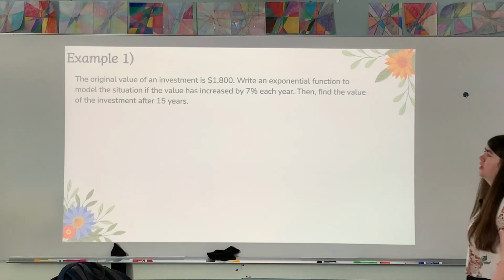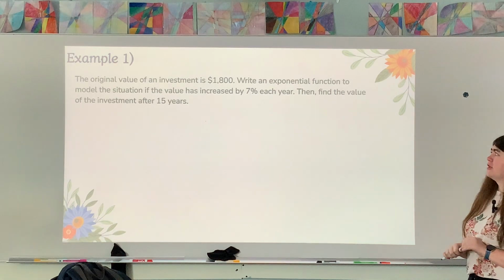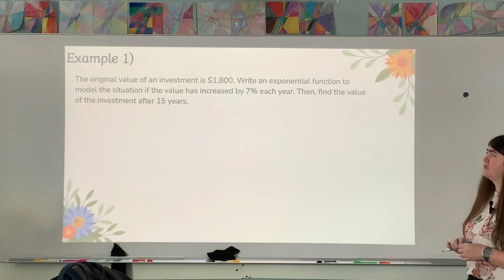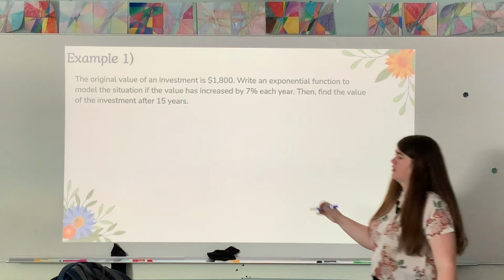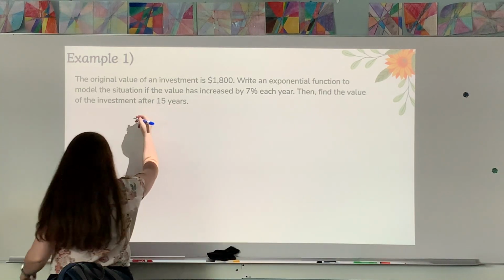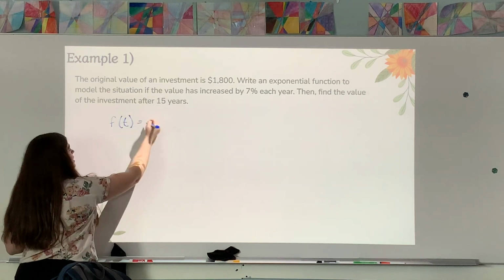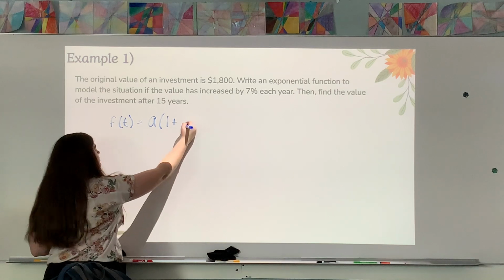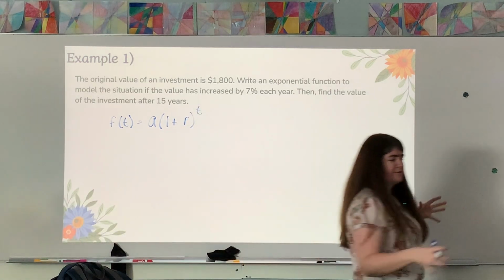Example 1. The original value of an investment is $1,800. Write an exponential function to model the situation if the value has increased by 7% each year. Then find the value of the investment after 15 years. So just to reiterate, we had f of t is equal to a times 1 plus r to the power of t. So that's our base form here.